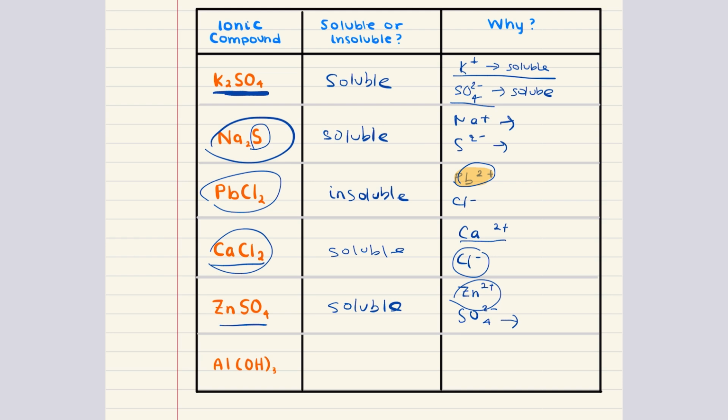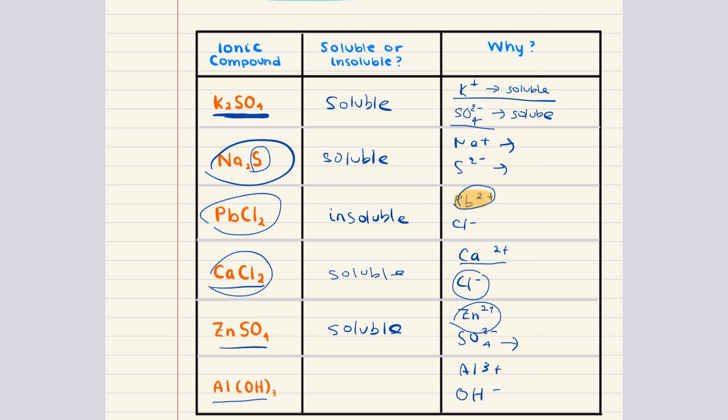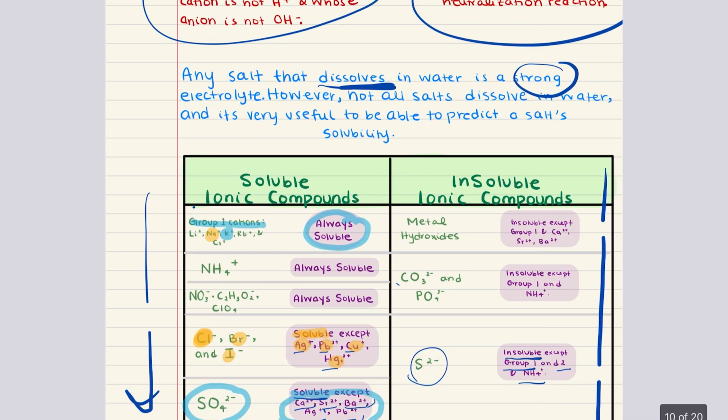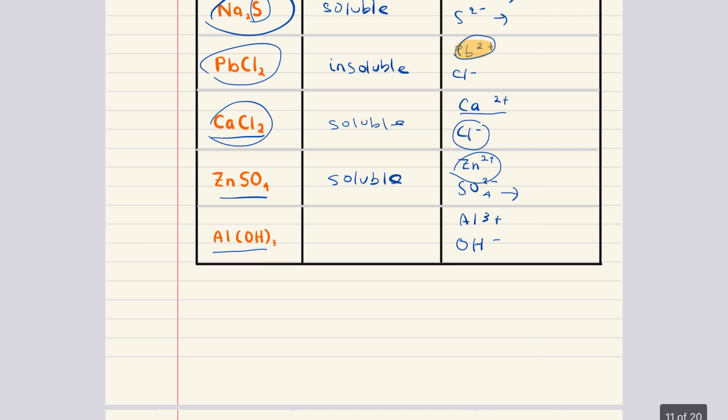And then on to our last and final example, aluminum hydroxide. We have aluminum and we have hydroxide. Looking back at our rules for metal hydroxides, they are insoluble, except when they have a group 1 cation, calcium, strontium, or barium. Well, aluminum is not part of the exception list. So that means this metal hydroxide is insoluble.